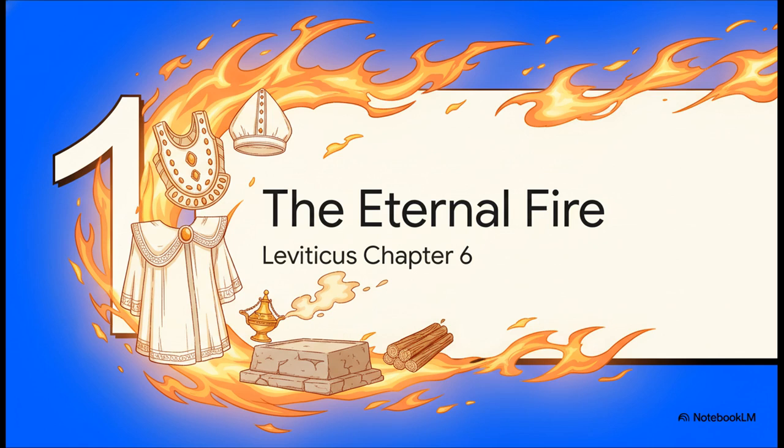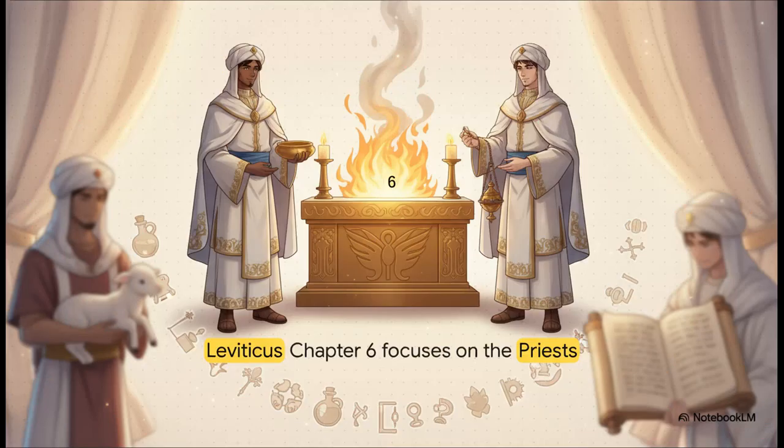Section 1, Context and the Eternal Fire. So to really grasp what's going on in this chapter, we first have to understand a major shift in perspective. If you look back at the earlier chapters of Leviticus, the text is talking directly to the common people, right? It's giving them instructions on what to bring for an offering. But here in chapter 6, the focus completely shifts.